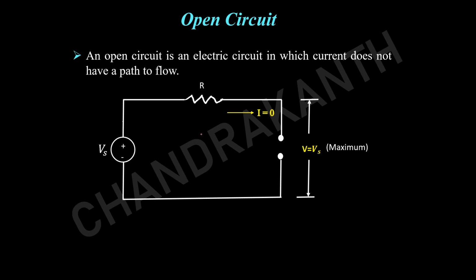Then what about the voltage? Since the current is 0, whatever voltage appears here will appear across the terminals, because across these terminals we can measure the potential drop. So whatever is supplied from the source will drop across these terminals. So the terminal voltage will be equal to the source voltage, which is maximum.